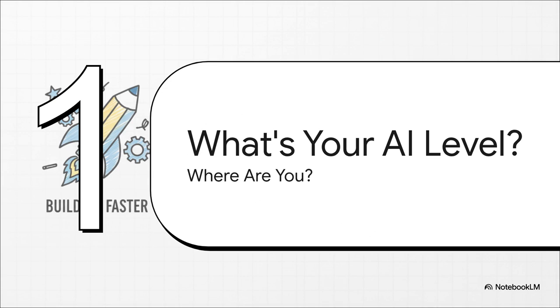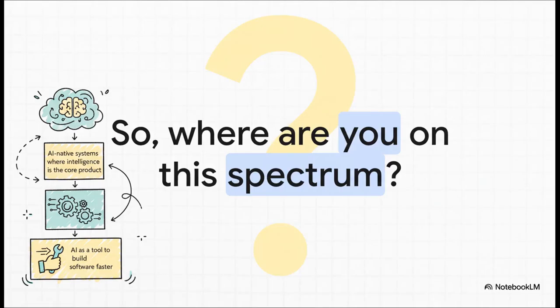So now that we have this clear framework, let's turn the lens around. This isn't just some abstract theory, it's a map. It's a map you can use to figure out exactly where you, and maybe your team, are right now. Seriously, take a second and think about your day-to-day work. Are you using AI as a helpful assistant? Are you directing it as a co-creator, handing off big chunks of work? Or are you one of the pioneers out there building these AI native systems from the ground up?